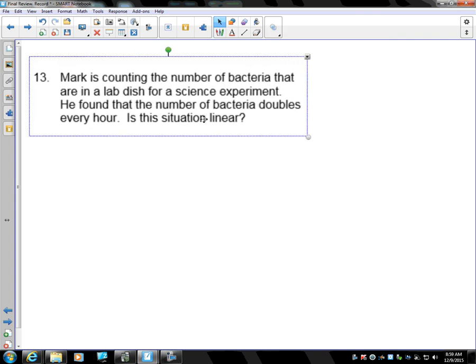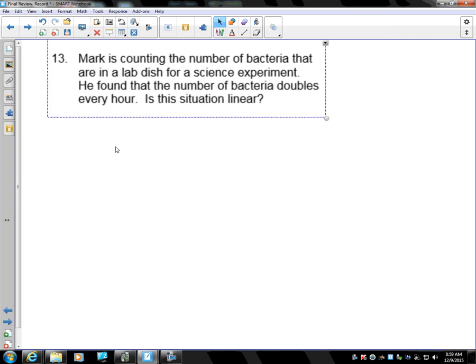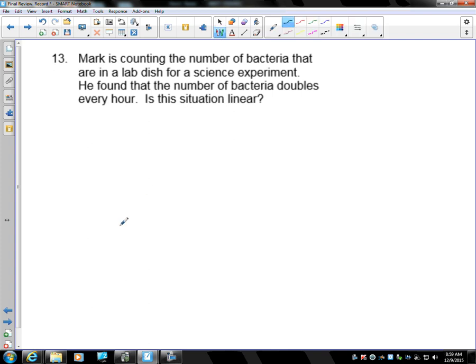We need to figure out if this situation is linear. And the best way we can do that is by looking at a table for the situation. So let's make a table, x and y. So let's say that we're talking about hours here.